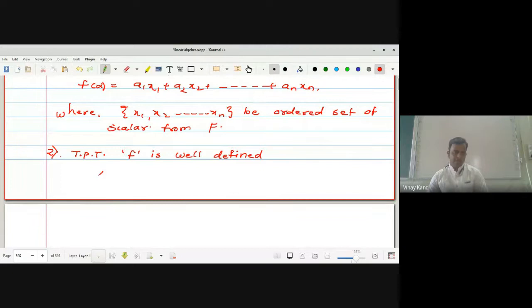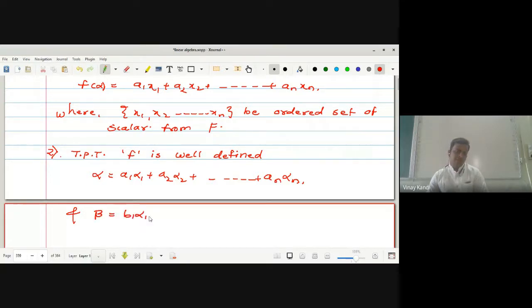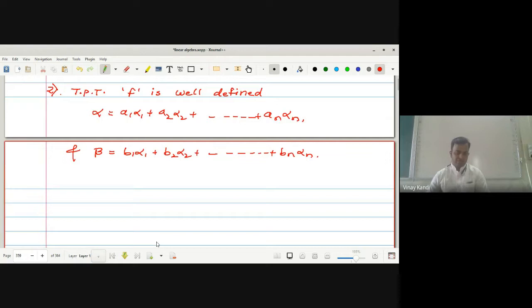Now take alpha belonging to the vector space. This alpha we can write in the form a1 alpha 1 plus a2 alpha 2 plus up to so on an alpha n, where the alpha i belong to beta, that is the basis. And take one more element beta equal to b1 alpha 1 plus b2 alpha 2 plus up to so on bn alpha n. Now the scalars are different. These are two elements belonging to capital V, the vector space V over F.